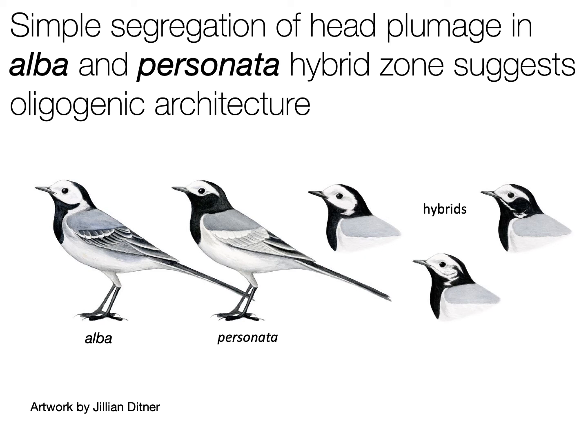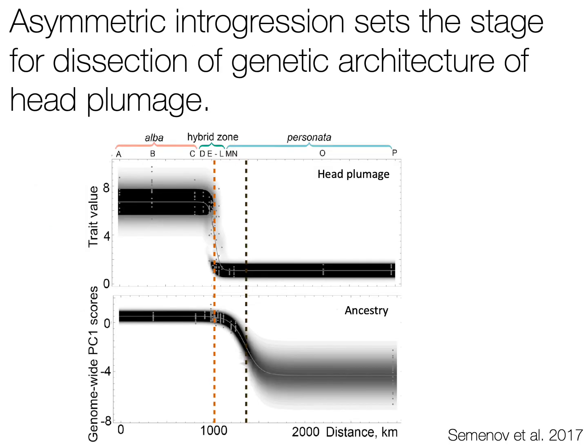Importantly, Georgi's work has shown that face and neck coloration are very important sexual signals, and that wagtails have strong assortative mating based on plumage of these regions alone. And it gets even more interesting. So when Georgi examined this hybrid zone, he found that the plumage cline for those important plumage patches, the head and neck, is very far displaced from the genetic ancestry cline.